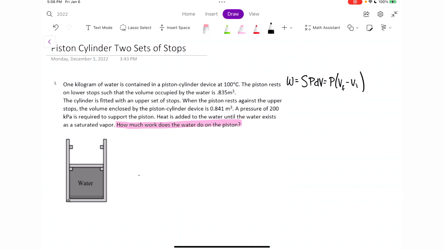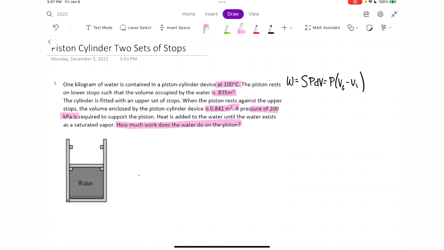Perfect. We know that initially the device is at 100 degrees Celsius, and when the piston rests on the lower set of stops, the volume of the water is 0.835 meters cubed, so that's going to be our first state. What else do we know? We know that when it hits the upper set of stops, the volume of the water is 0.841 meters cubed. We also know, this is really important, the pressure required for the piston to move is 200 kilopascals. So that's how much pressure it needs to move.